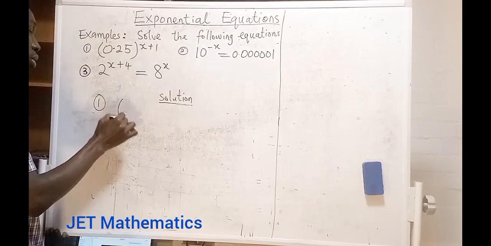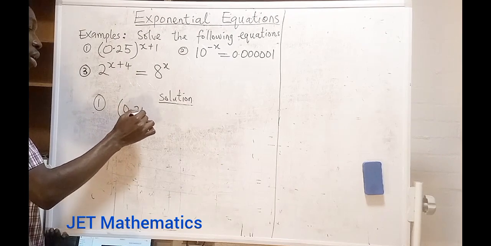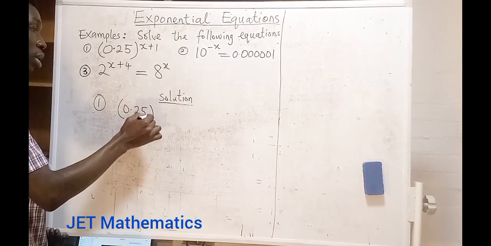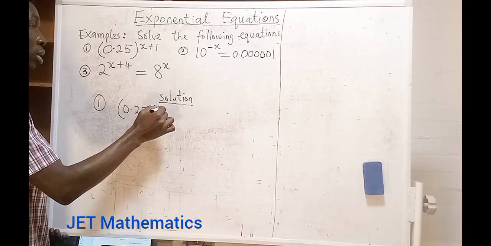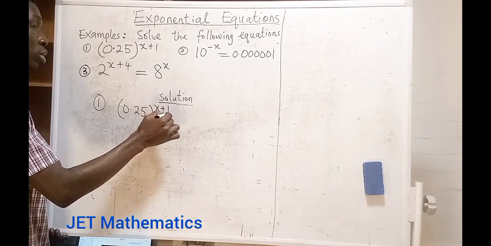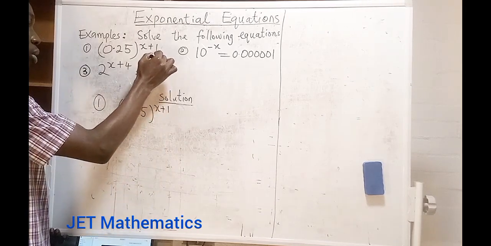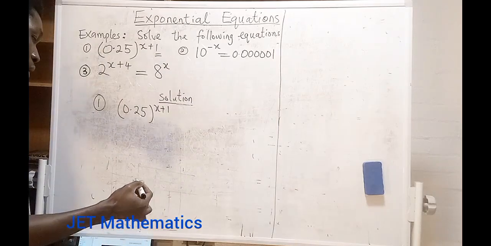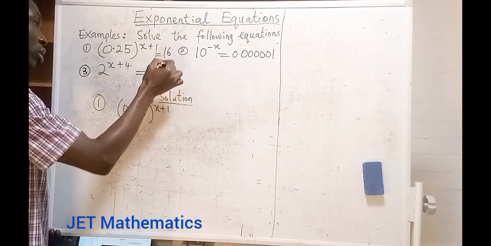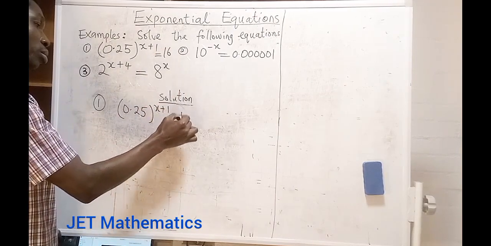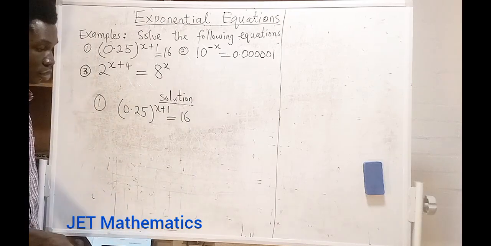It says 0.25 raised to the power of x plus 1 is equal to, let's say it's equal to 16. Let's say it's equal to 16. Okay?